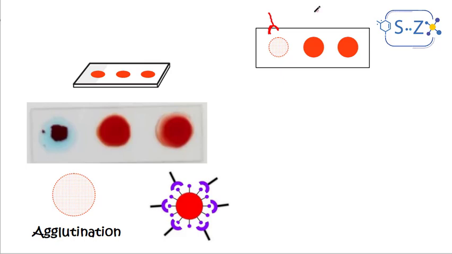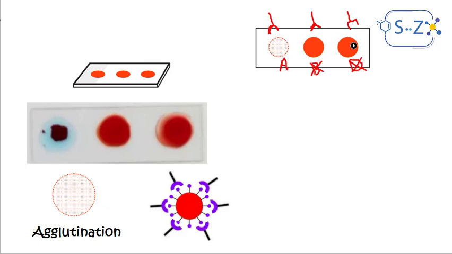If we look at anti-B, the other drop, since we don't see any agglutination, this means that the anti-B didn't find any B. And finally, in the last drop where we added anti-D, there is no agglutination, which means that anti-D did not find any D antigen.